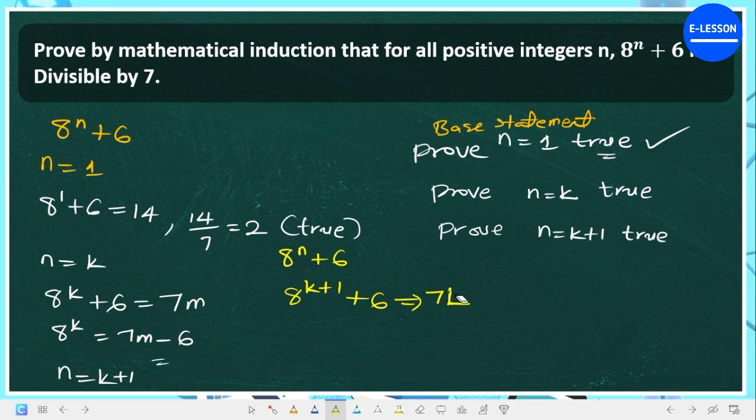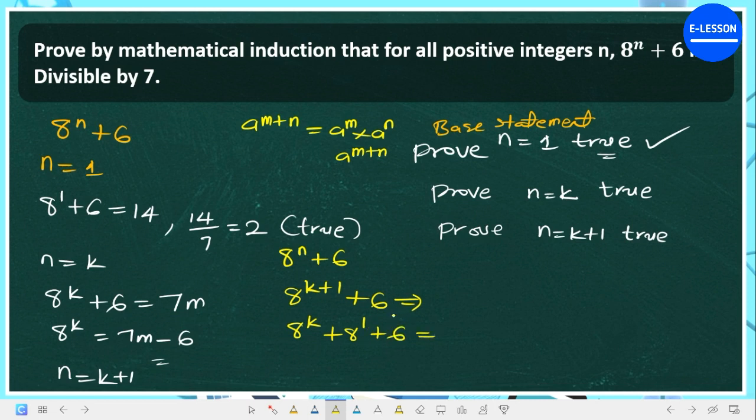Now notice something, or you may decide to leave this one like this. According to the laws of indices, if I have a raised to the power of m plus n, I told you that this can be written as a raised to the power of m times a raised to the power of n. Why? Because if the bases are equal, we can add the powers. So a to the m plus n is still the same thing as what we have here. A similar case occurs here: this can be written as 8 raised to the power of k, times 8 raised to the power of 1, then plus 6. This will be equal to anything. Are we getting it now?